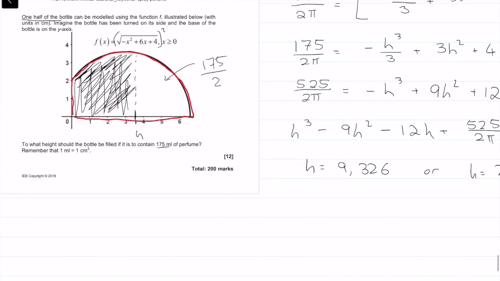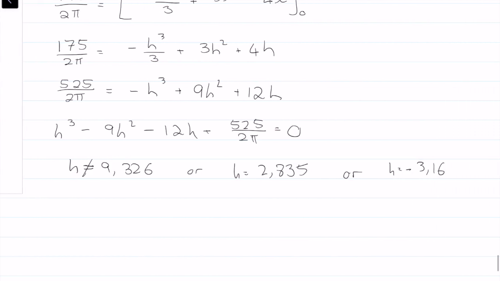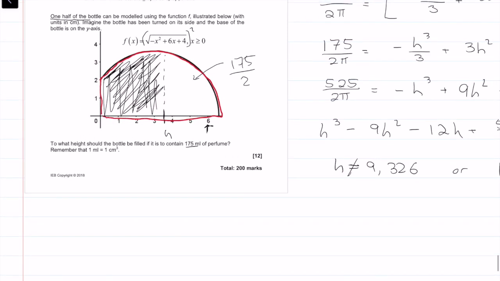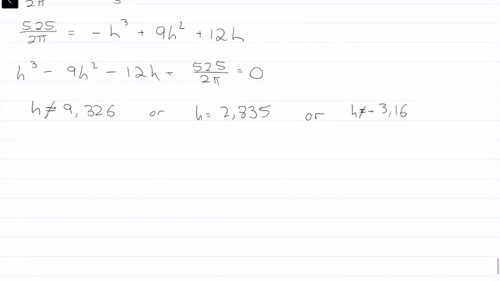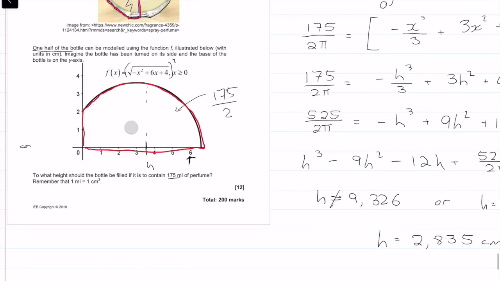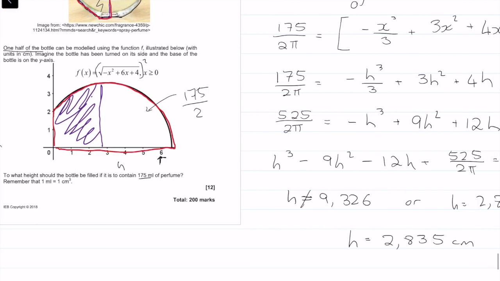Obviously h equal to 9 is beyond this value of 6, so it's outside our container, so this is not a solution. And h equal to minus 3 is also not a solution because that's way out here, so that cannot be our answer either. So our h is equal to 2.835 centimeters. That's how much we have to fill it. We have to fill it not even halfway, just right about there to get the volume. That is my solution.